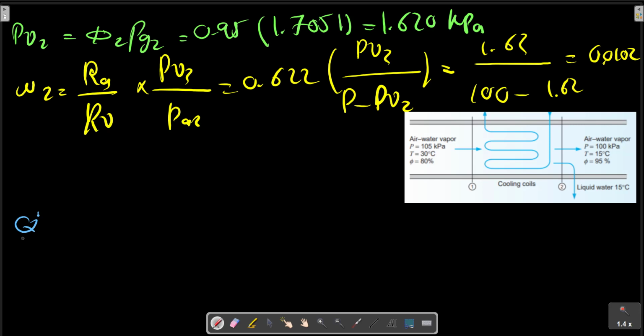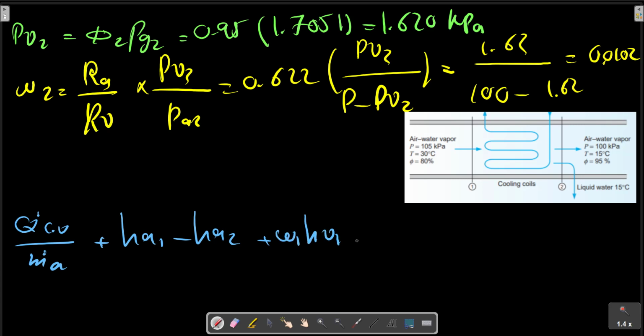Q dot control volume over m dot A. We can bring the air information in one side or calculate together: minus h A2 plus omega 1 h V1 minus omega 2 h V2 plus omega 1 minus omega 2 h L2.